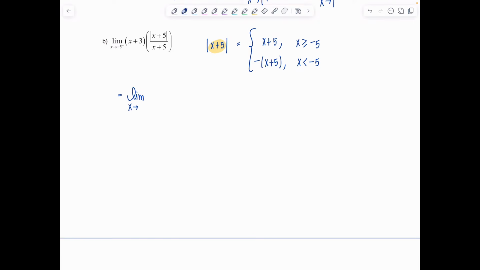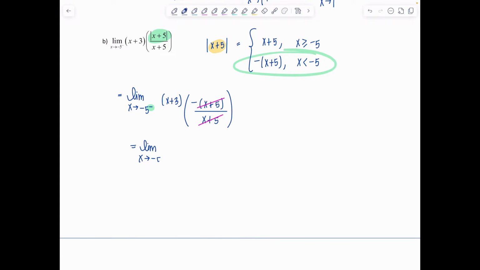Well, watch. So we have the limit as x approaches -5 from the left, x plus 3. And then instead of absolute value of x plus 5, I'm going to look at my piecewise function. Since we're coming from the left, we're in this part of the piecewise function. So I'm going to replace absolute value of x plus 5 with -(x plus 5), and then over x plus 5 like that. This cancels. And then now we should be in a good place just to use direct substitution, right?